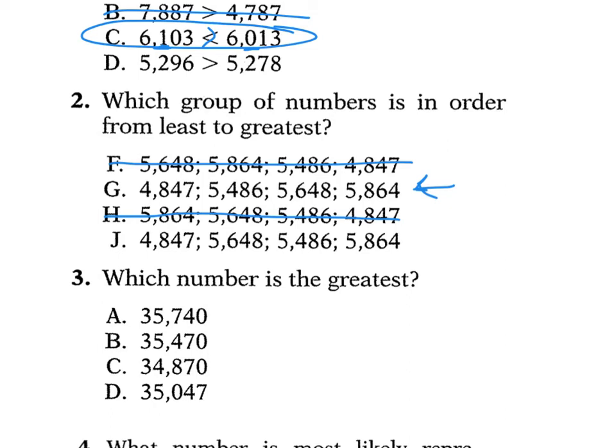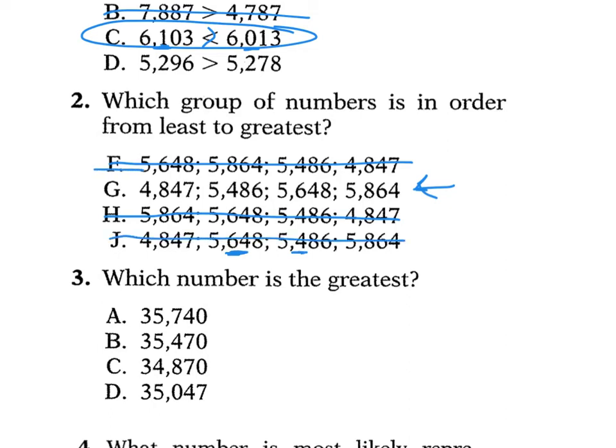So we have 4,847, that one's our smallest. Then we have 5,648, then 5,486. So here, our 6 is bigger than 4, so 5,648 is not smaller.